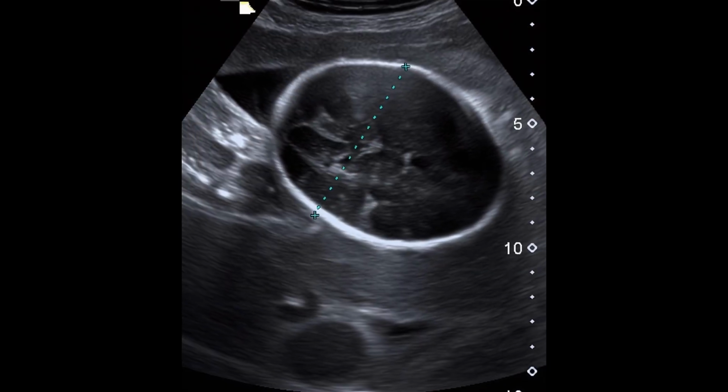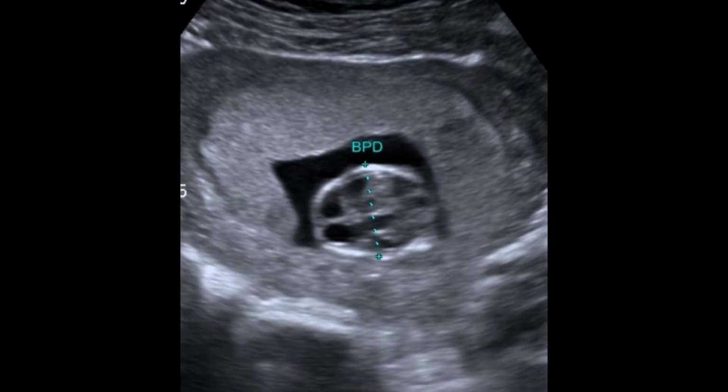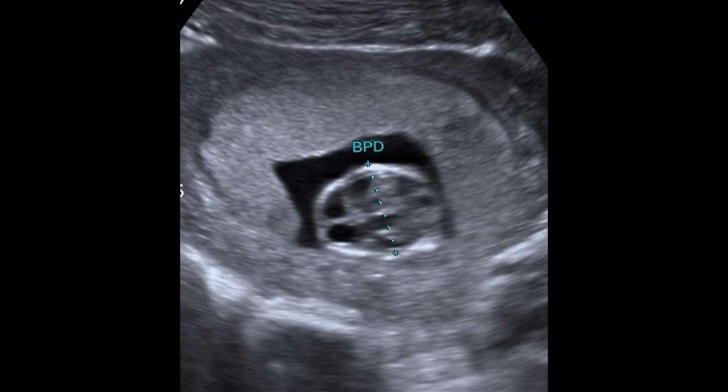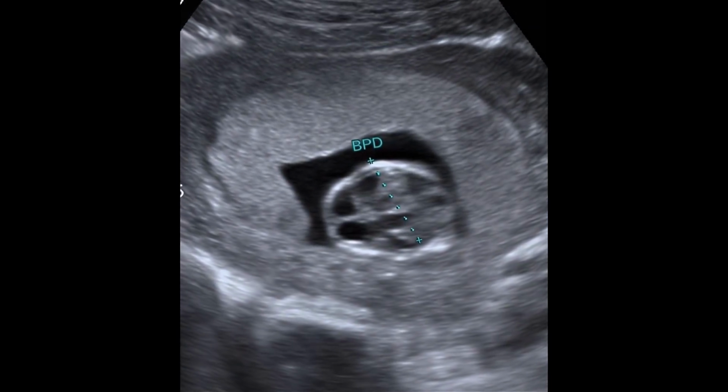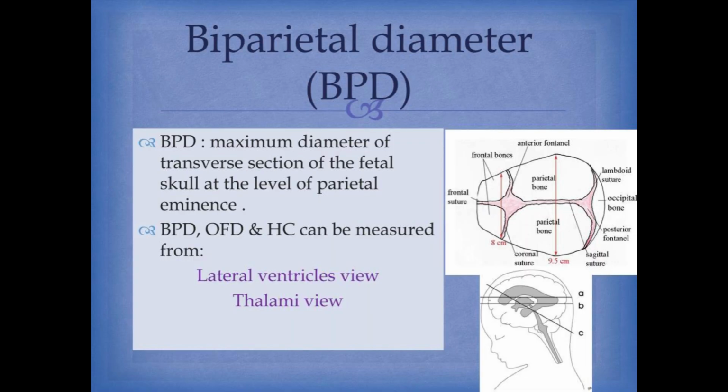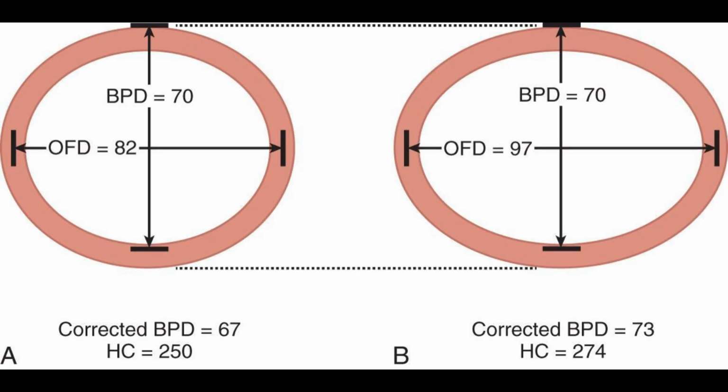How to measure BPD? The measurement is taken from the outer edge of the proximal skull wall to the inner edge of the distal skull wall. This is called the outer to inner technique. Always place calipers perpendicular to the midline falx. Improper caliper placement can lead to significant errors.